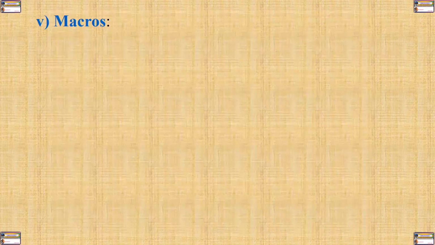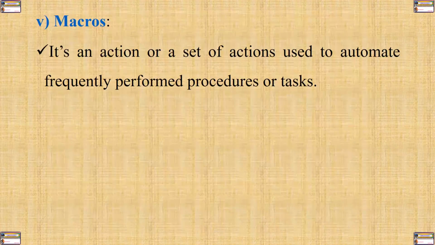The other type of object is the macro. A macro is an action or a set of actions used to automate frequently performed procedures or tasks.